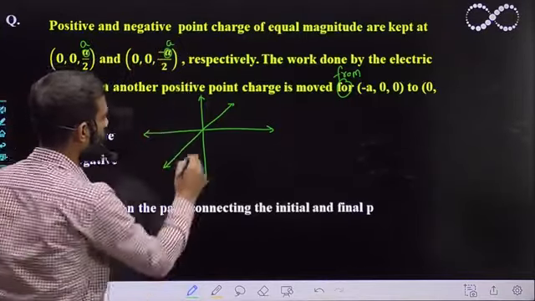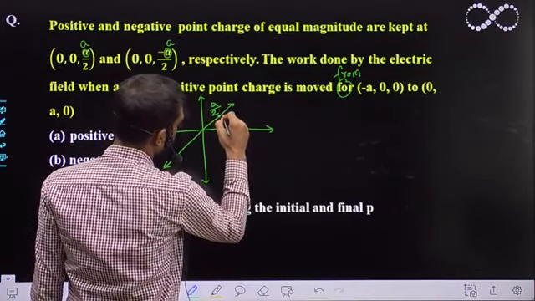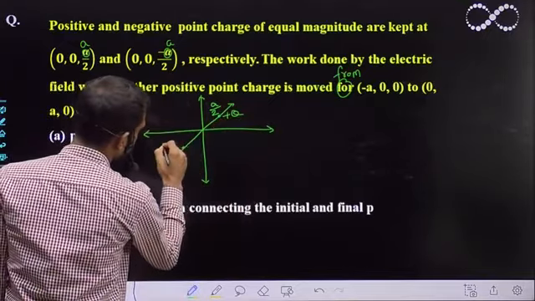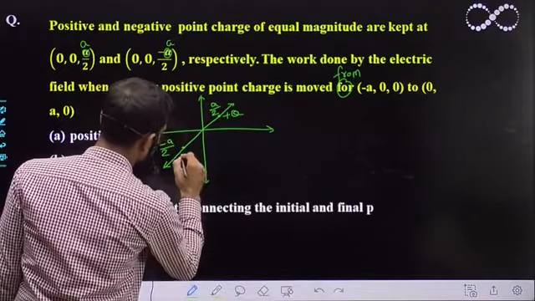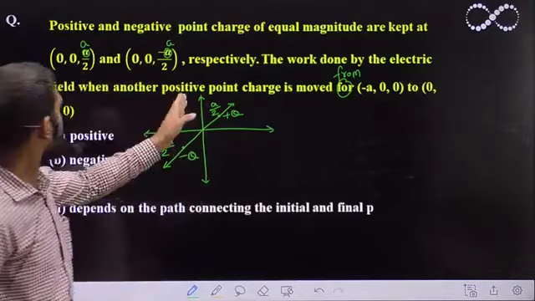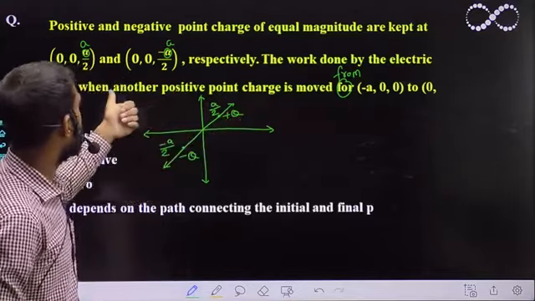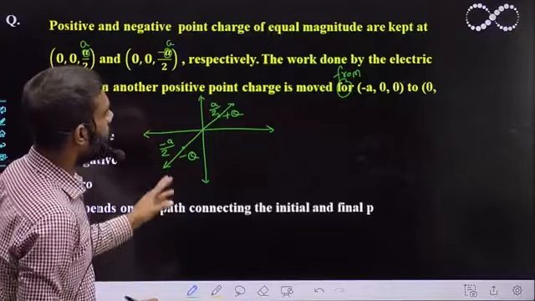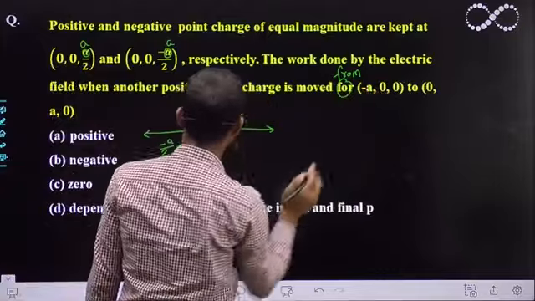So A by 2. Let us take this as A by 2. Here suppose plus Q charge is kept, and here, at minus A by 2, the charge kept is minus Q. This is given. Now it is saying the work done by electric field when another positive charge is moved from this to this; the magnitudes are the same, so Q and minus Q. It is moved from minus A comma 0, on the x axis.